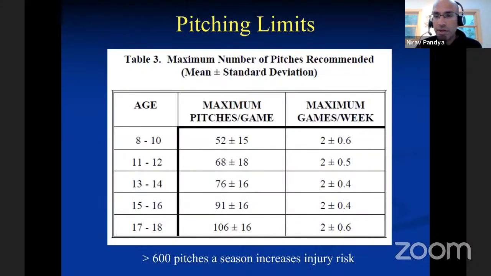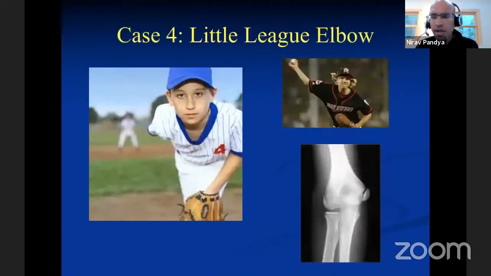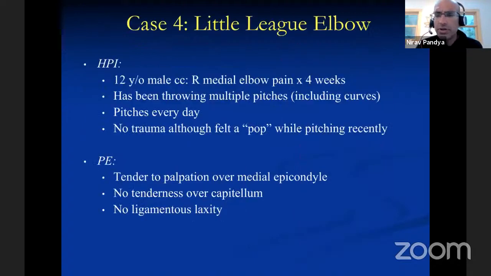These are the recommendations that baseball here in the United States has made for kids in terms of pitching. If parents stick to this, then there's a very small risk of them actually getting it, as opposed to parents who aren't following this. Little League elbow is on the same spectrum as Little League shoulder.